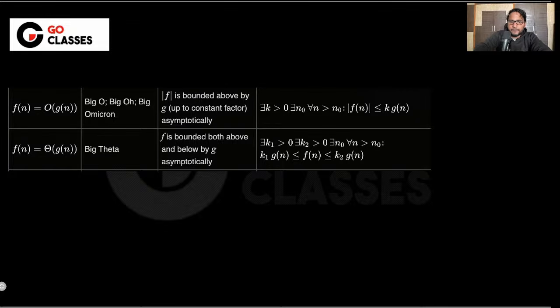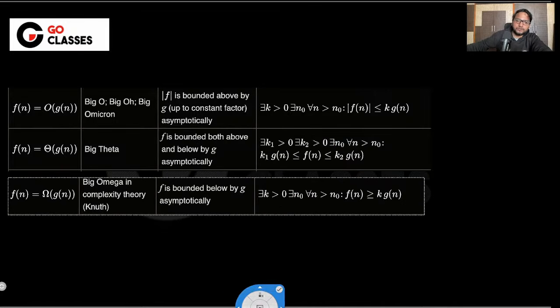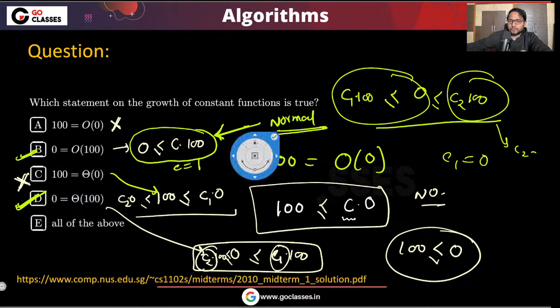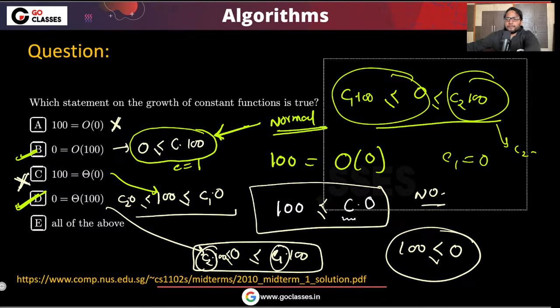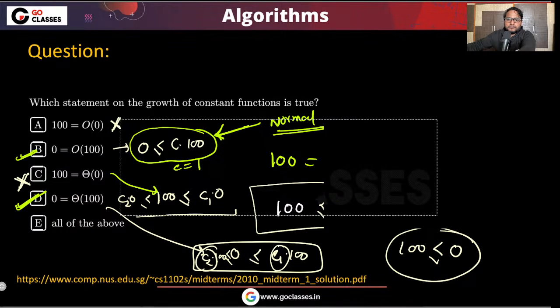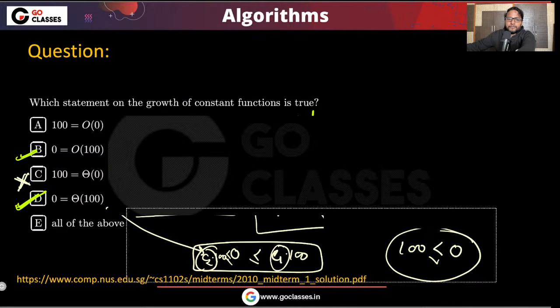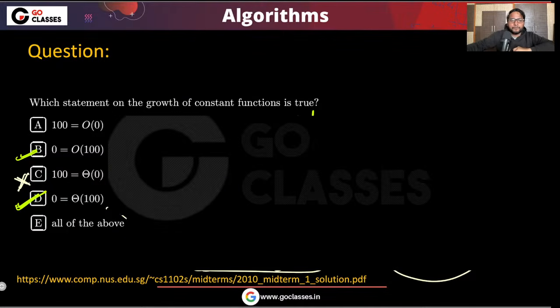Okay, so I have taken this definition from Wikipedia. So this should be greater than 0. Now let's just solve this question again. And now tell me, see what is happening here.